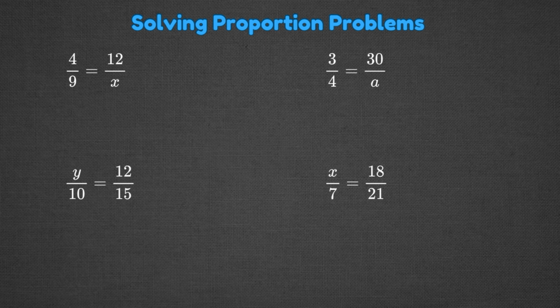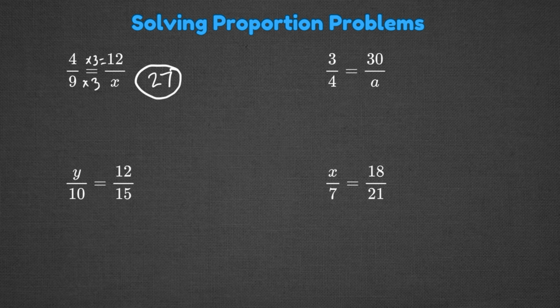Well, if you can see any patterns or relationships between these numbers, you can use that to solve for the unknown number. For example, 4 times 3 gets us 12. So I know that if 4 times 3 gets us 12, 9 times 3 is going to get us this bottom number here, which is 27. So there's this relationship that 4 3 times bigger gets us 12, and 9 3 times bigger gets us 27.